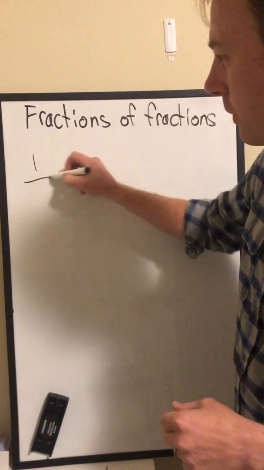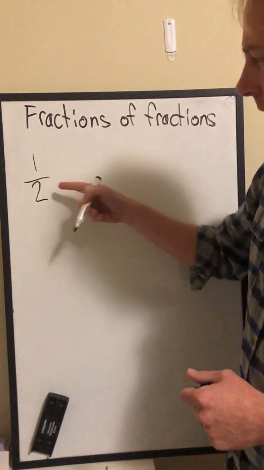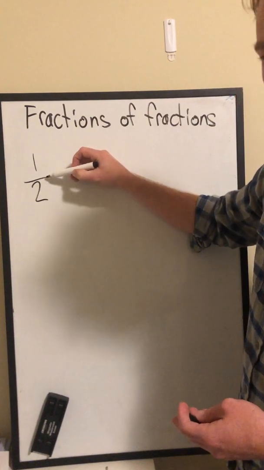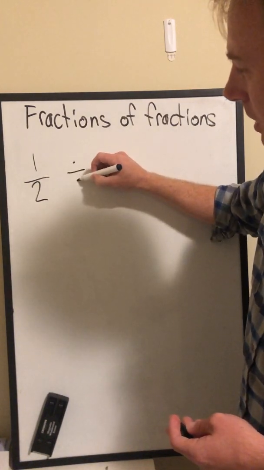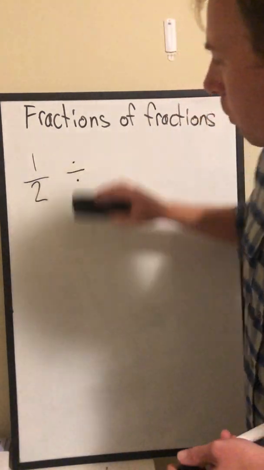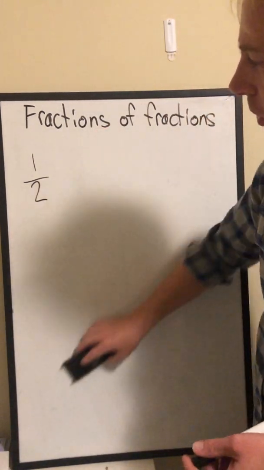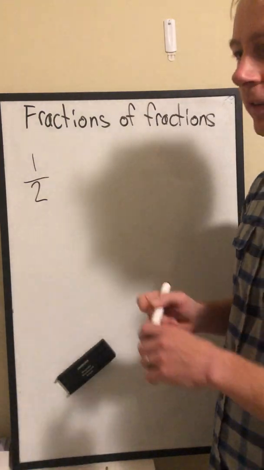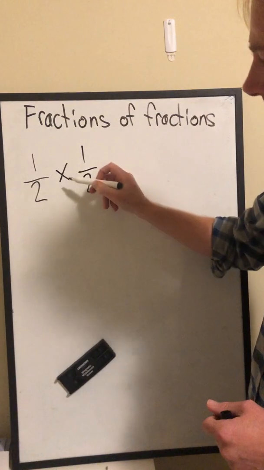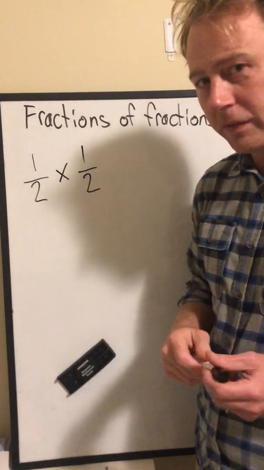So here's a fraction, and it's 1/2, or 1 divided by 2. And this line here, the divided by symbol, is the same symbol that we see when we work on division, okay? And it's multiplication because we're finding a fraction of a fraction. It's like finding a half of a half. And this symbol means of.